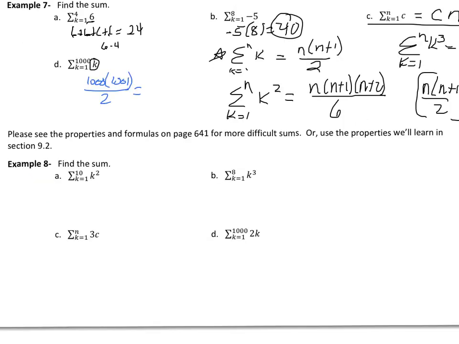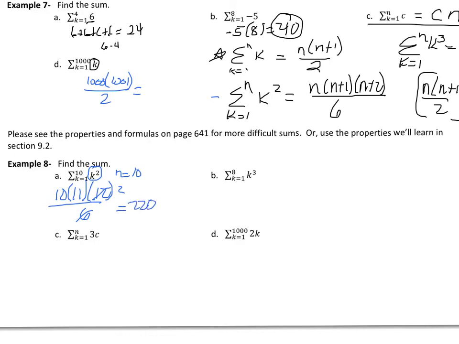All right, now let's look at these other sums here. On part A, we have k squared. We look at our k squared formula up here, and we know in this case n is 10. So we have 10 times 10 plus 1 times 10 plus 2 all over 6. For this one, 6 goes into 12 twice, and then 10 times 11 is 110, times 2 is 220.